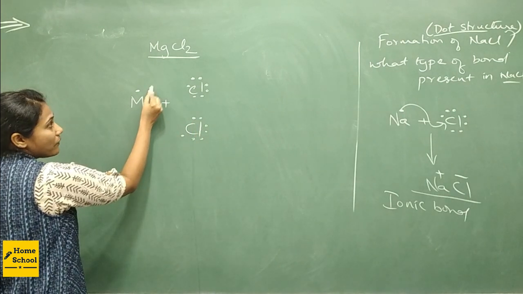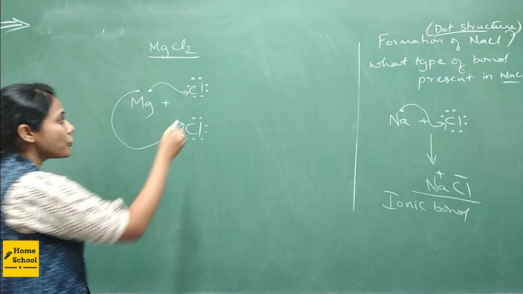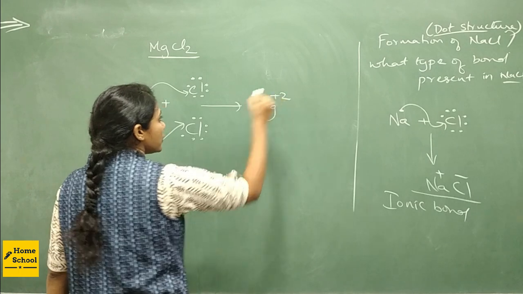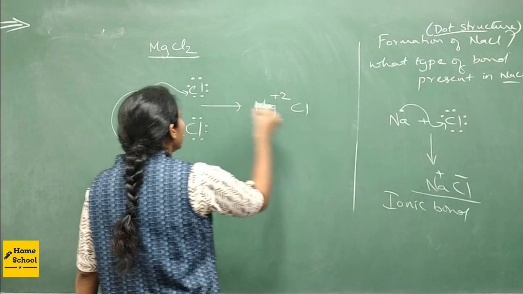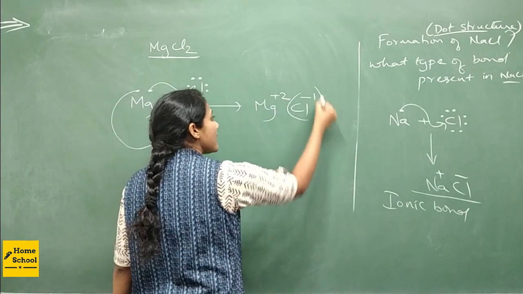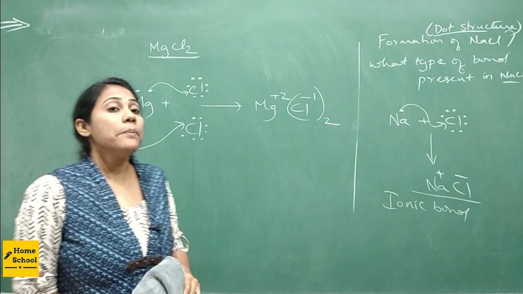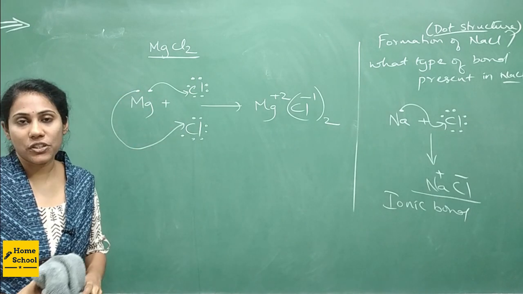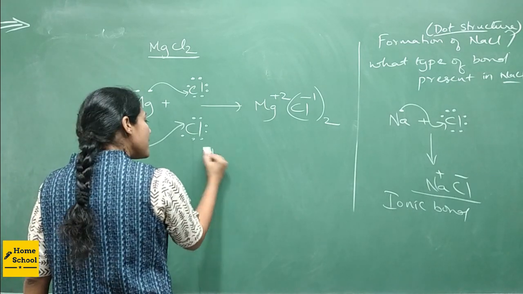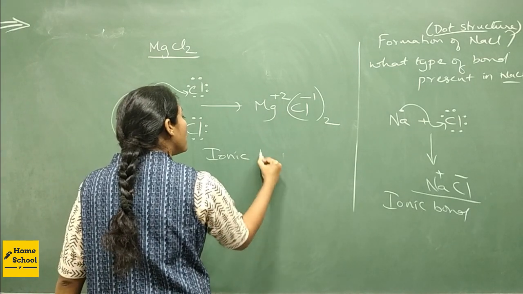So you will show a transfer. 1 electron transfers to 1 chlorine, another electron transfers to another chlorine. So how do you write here? Mg, lost 2 electrons, no? So what is the charge it will have? Plus 2. And Cl, each Cl gained 1 electron, no? So charge is minus 1. How many Cls are there? 2 Cls are there. So this is how you will show formation of MgCl2 with the help of dot structure. Okay, and what type of bond is present in MgCl2? It is always ionic bond. Okay, in all the ionic compounds, ionic bond is formed.